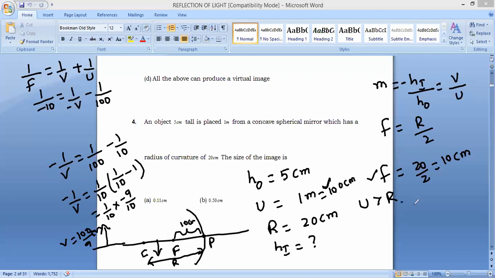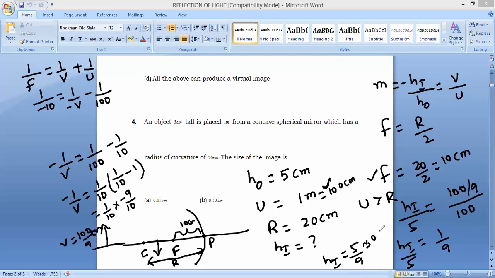So height of the image by 5 centimeters equal to 100 by 9 by 100. So height of the image by 5 equal to 1 by 9. So height of image will be 5 by 9. 5 by 9 means approximately 0.5, right? 9 5s are 45, so 0.55 centimeters. Write it down.